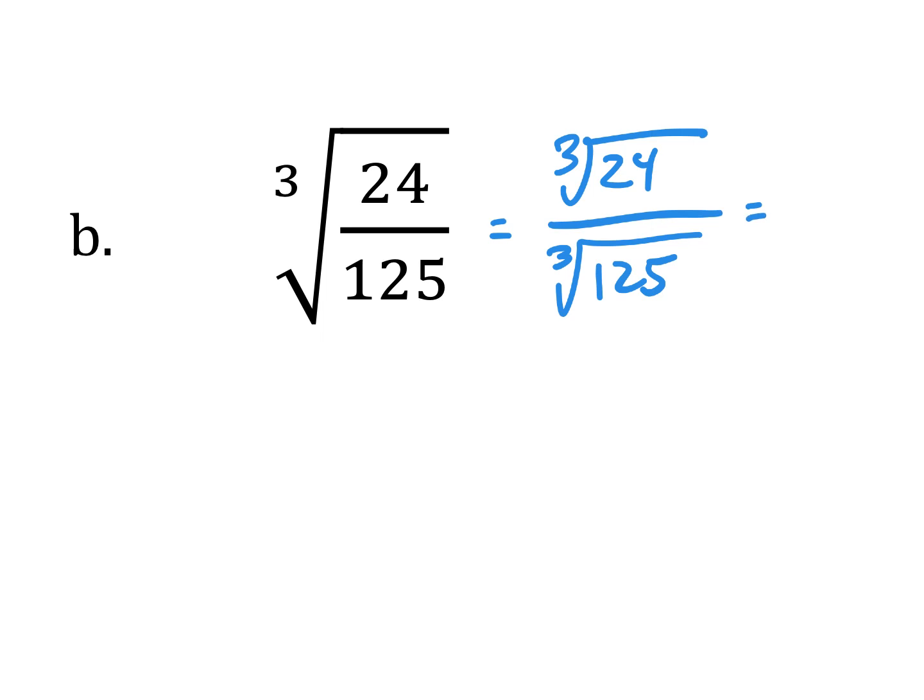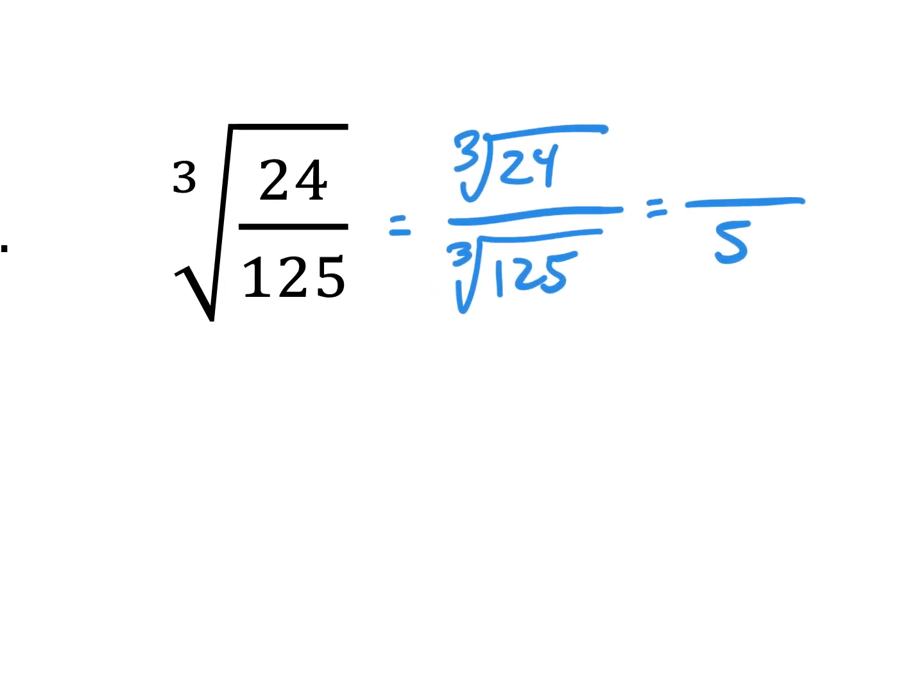Do we know the cube root of 125? We do. It's 5. Is 24 a perfect cube? No. 27 is. 27 is 3 to the third power, but 24 is not. So we got to break this up into 2 radicals. What is the perfect cube that goes into 24? Our perfect cubes are 1, 8, 27. Does 8 multiply into there? Yes, it does. It's 8 times 3.